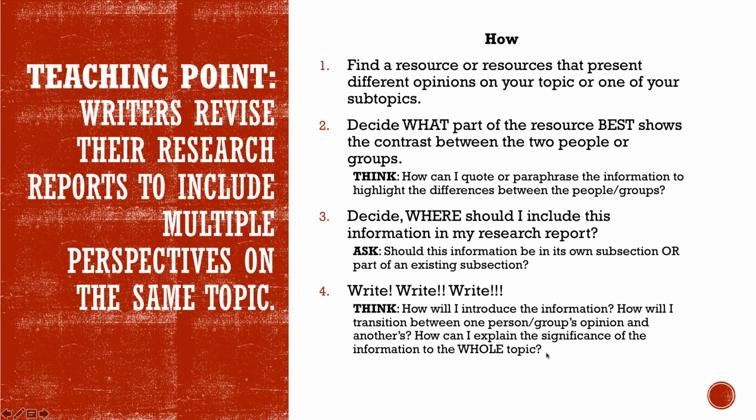Okay? So, how are you going to do this? Just like I did that. I want to make sure that you're really trying to do this thinking work. Like I said, when you go into choosing what information really best shows, you really got to think about how you can quote or paraphrase the information to highlight the differences. Really highlight. Pick some really juicy lines. Make sure that you're thinking about where this could be included. Don't just slap it on at the end. You got to be thoughtful about where it would make sense to include this information.